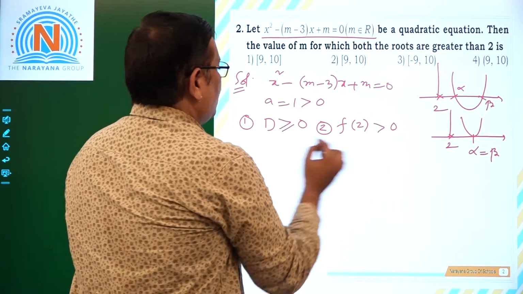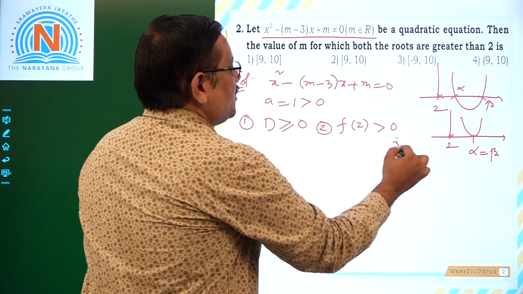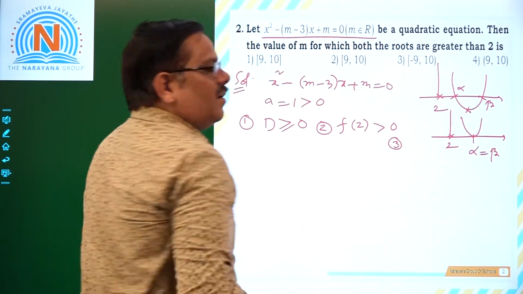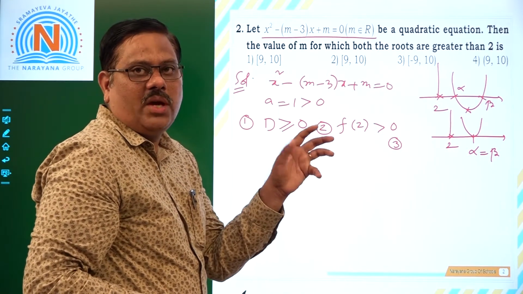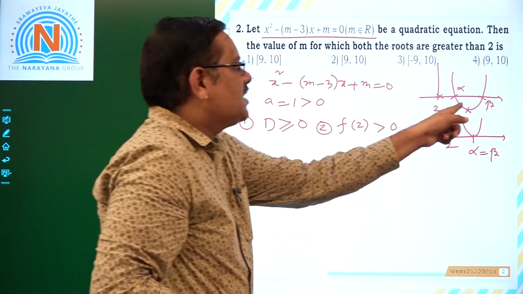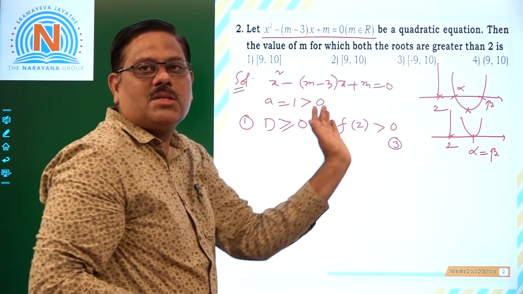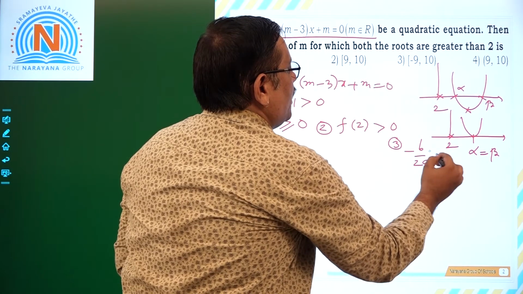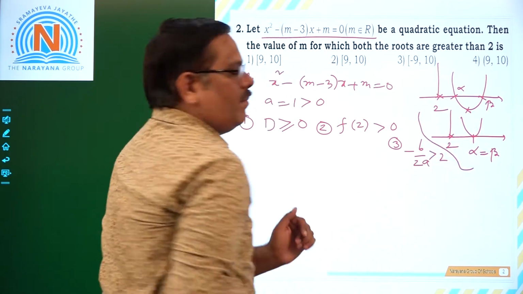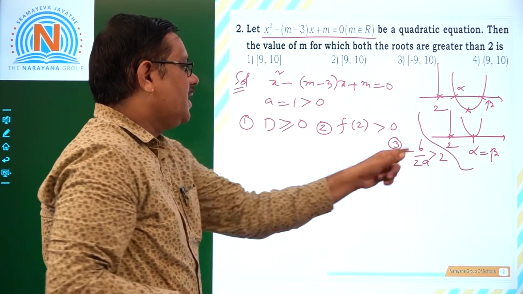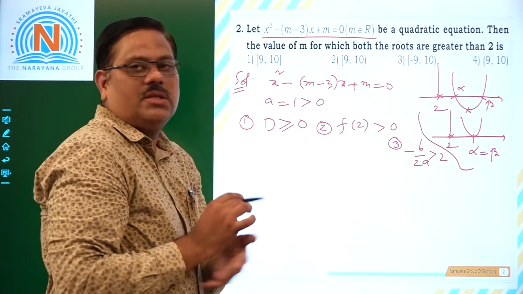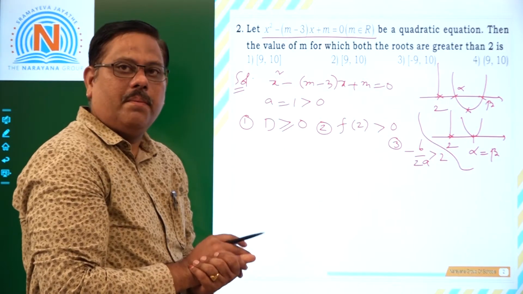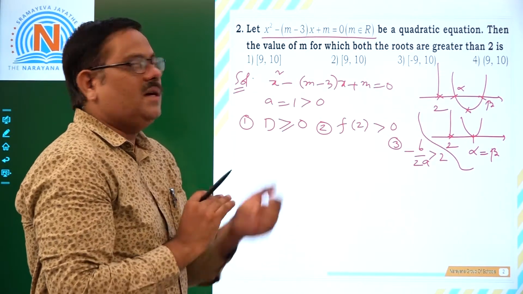Okay. Now what about the third condition we can take? The third condition we can take is here the vertex is this point, means at x is minus b by 2a. We have the vertex that we know that minus b by 2a is more than 2. So what is the third condition? Minus b by 2a is more than 2. These are the three conditions. If you solve these three inequalities, we get a common condition for m. So common value for m. That is the answer for us.